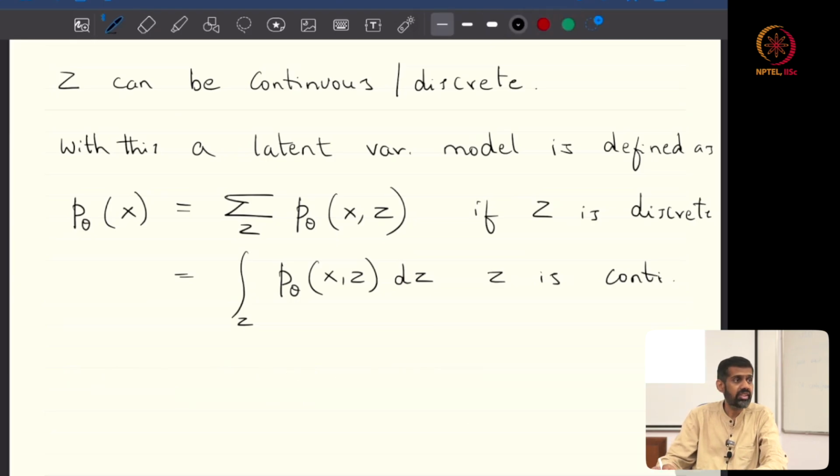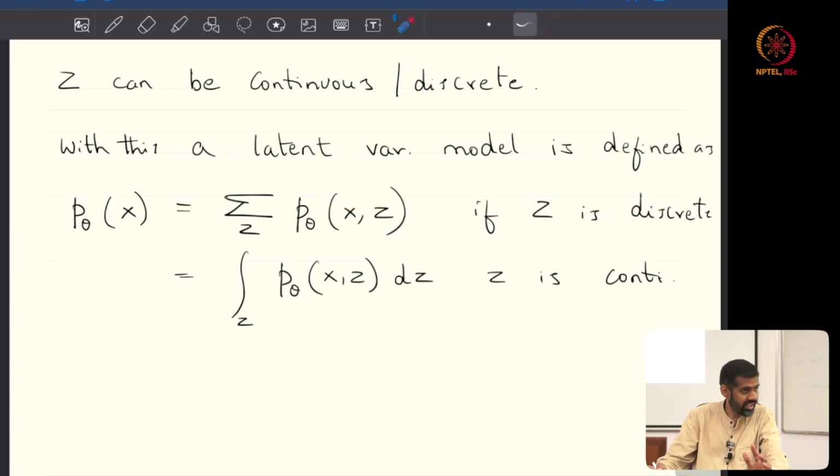Now there is a question. The question is, if z is not defined, z is unobserved, how do you incorporate this in the model and how do you even talk about the joint distribution between these two? Which is a valid question.